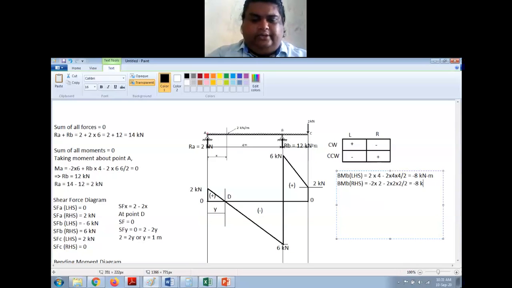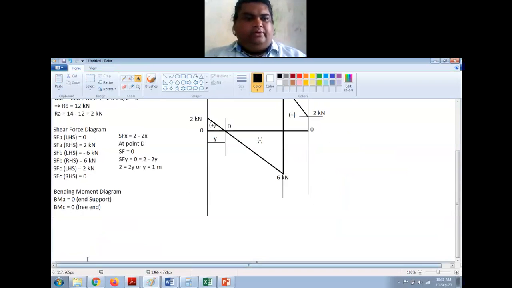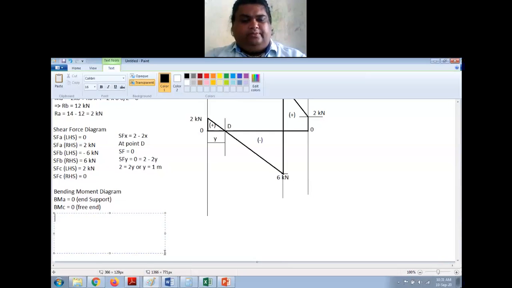Minus 8 kilonewton meter. Yesterday we saw where it was not like this, it was different. So it is better we cross check. Okay, so this is minus 8. Now let me go down here, I'll just put it here.